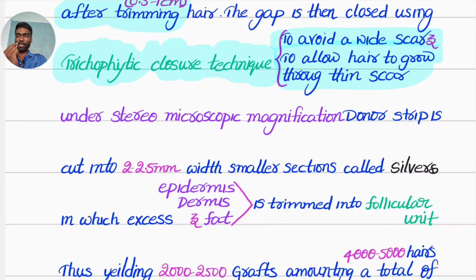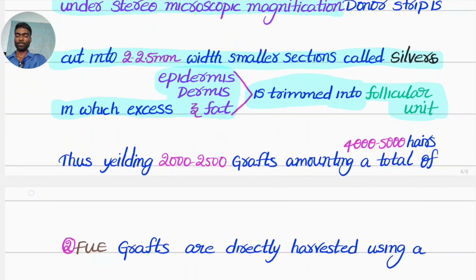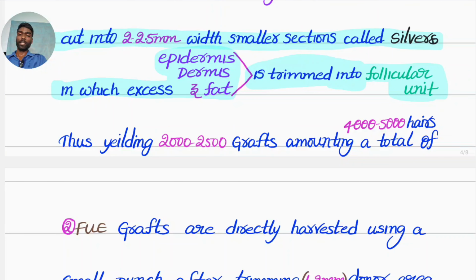After getting a strip of 20 to 25 centimeters, we will keep it under stereo microscopic magnification and cut it into 2 to 2.5 mm smaller sections called slivers, in which excess epidermis, dermis and fat are trimmed. Finally, we will get follicular units which are ready to be transplanted. How many follicular units will we get? 2000 to 2500, amounting to a total of 4000 to 5000 hairs.